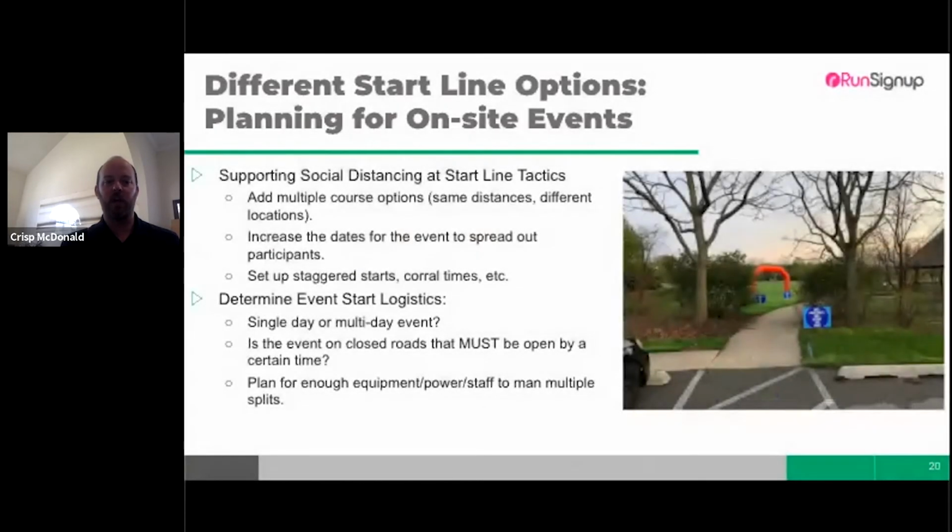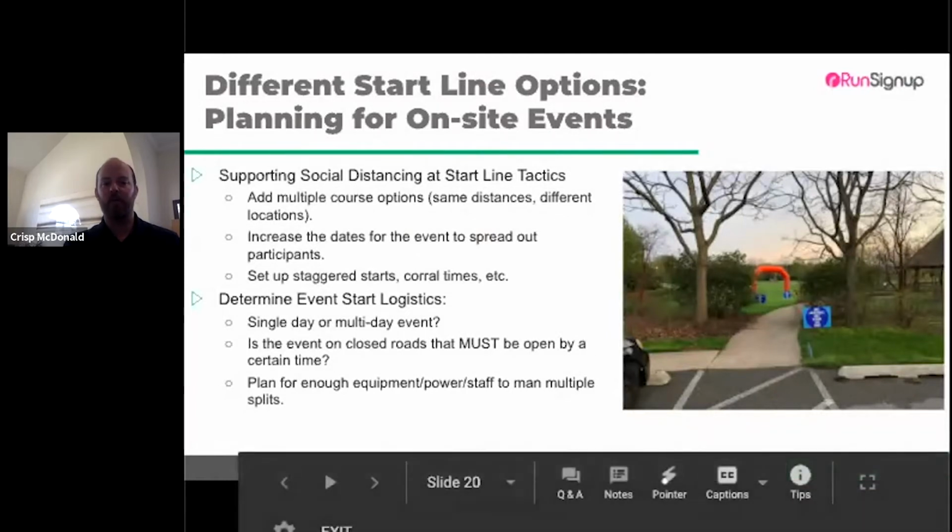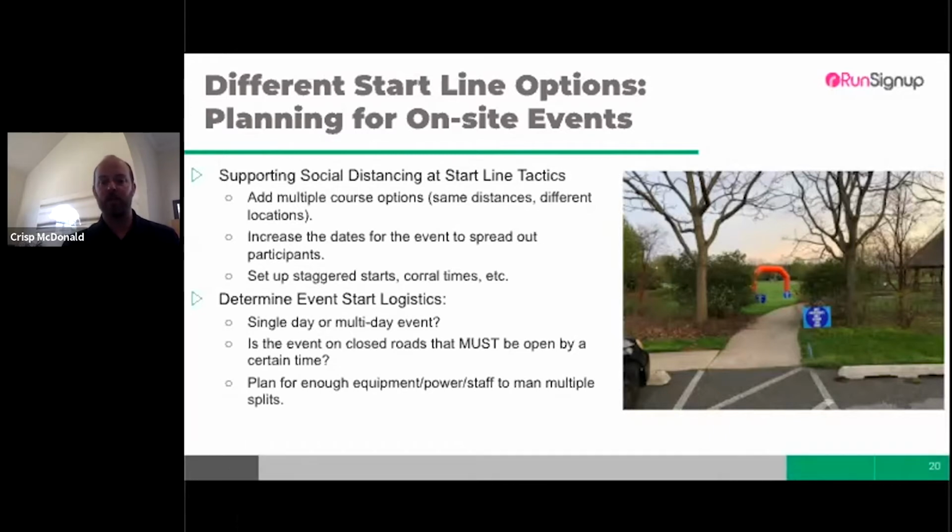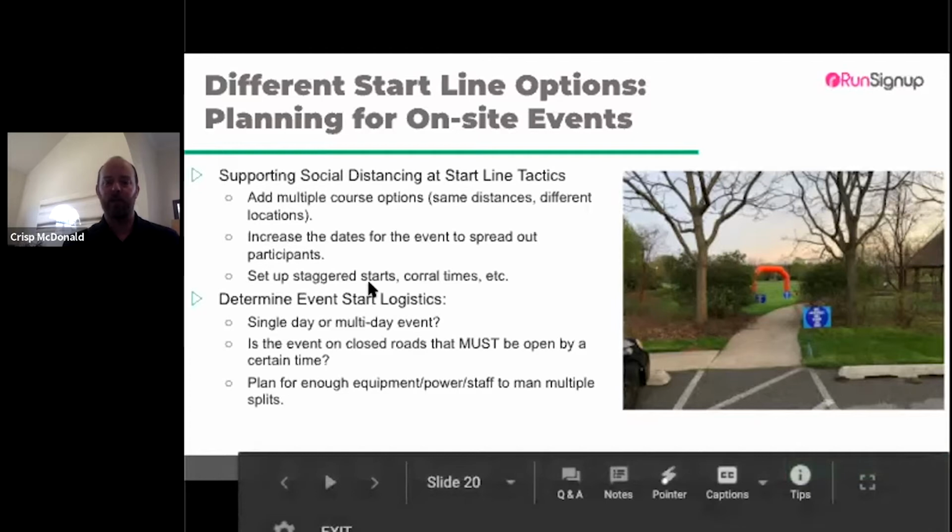So for defined courses, there's a lot of different options out there, and you're going to be looking at a number of different things. One is if you can add multiple courses with the same distances, so they're in different places. Or you can increase the dates to spread people out. You can also have staggered starts, corral times, etc. Or you could have them all start and finish at the same point, but have multiple different ways they can run. So kind of like a daisy, which I've only seen a couple times because you just take up so much footprint for your race. But it is a super neat thing to have people going out and running all these different directions and then coming back to the same point.